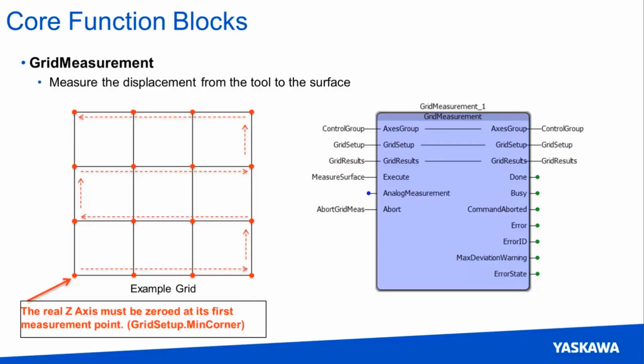So for grid measurement to be applied properly, there's a specific point at which your real Z-axis needs to be zeroed. And that is at the first measurement position of the grid. This measurement position is specified by setting your grid setup.min corner. It's an array of 2 LReals with index 0 being the X position, index 1 being the Y position. This is essential for getting the solution to work properly on your machine.